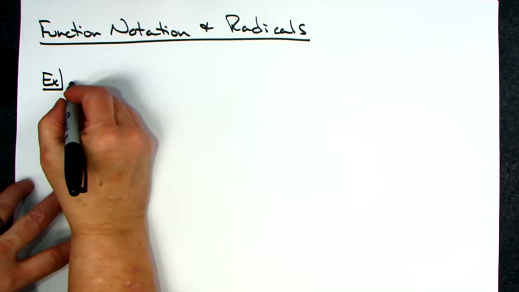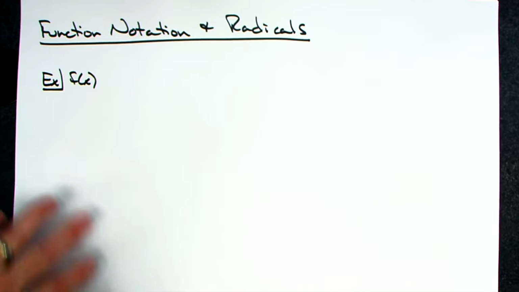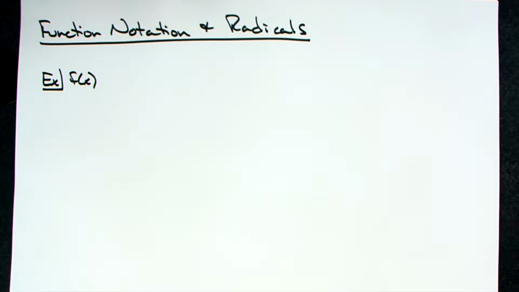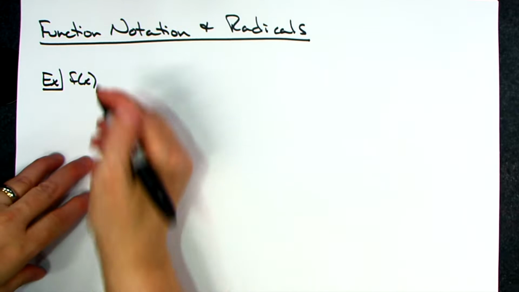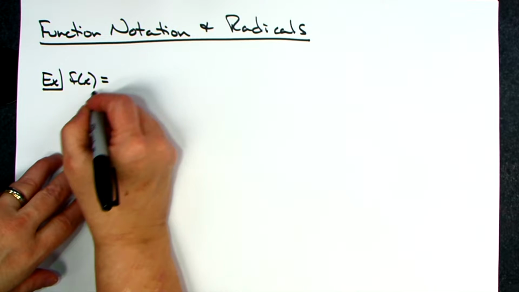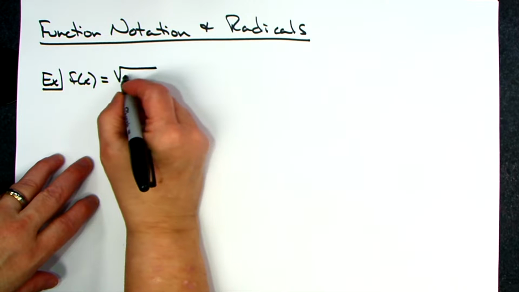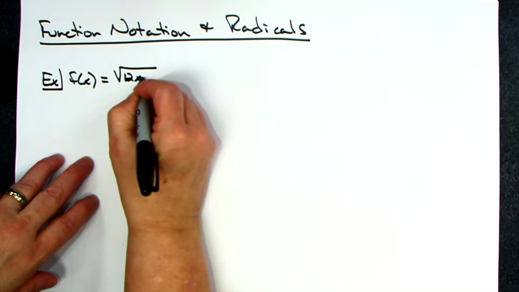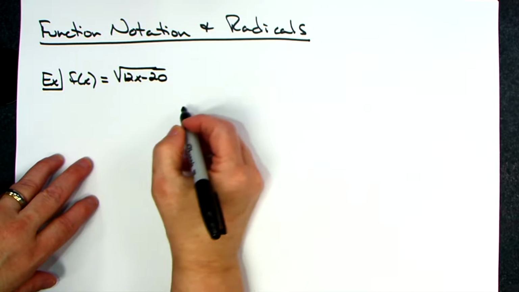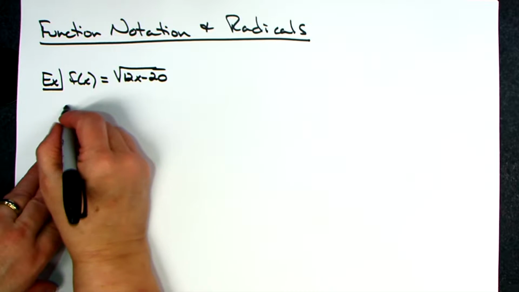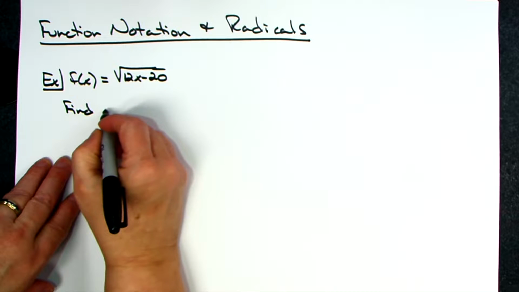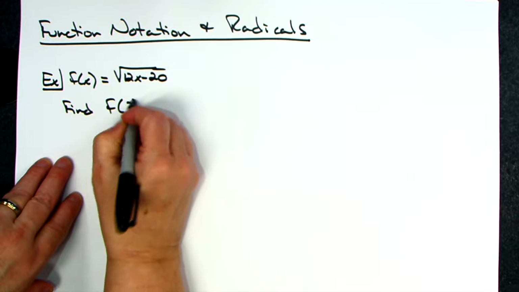Okay, so they're probably going to give you an f of x instead of making it a y equals. When I did the first sketch there, I wrote out y equals square root of x. We don't have to do a y, we can do f of x, and then we are using function notation. So f of x is equal to square root of 12x minus 20. And then they're going to say something like find f of 3.